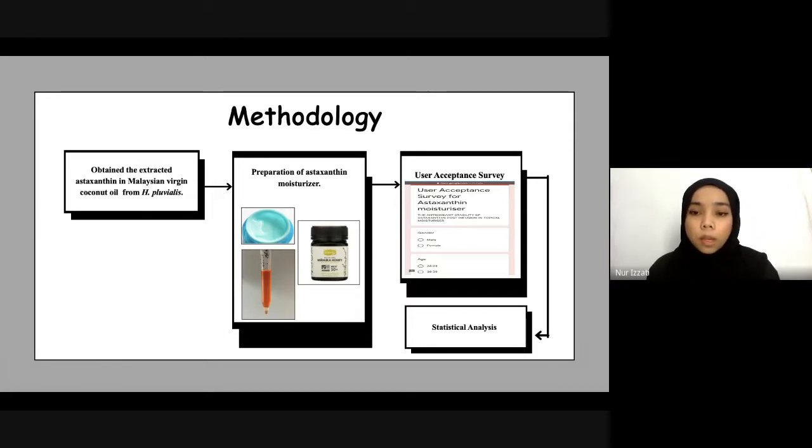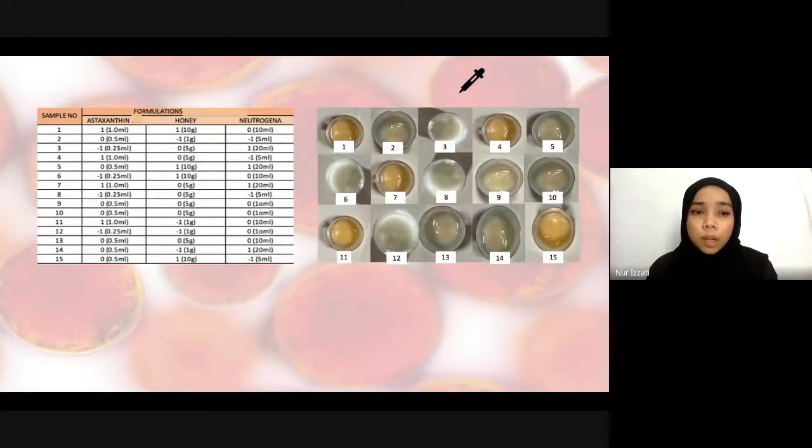The third step was the user acceptance survey. In this survey, three attributes, which consist of appearance, odor, and texture, were graded by the respondents. The last step was statistical analysis. And this is the preparation of the astaxanthin moisturizer. As you can see in the table, the three ingredients were supplied at three different levels, where -1 is the lowest level and +1 is the highest level.